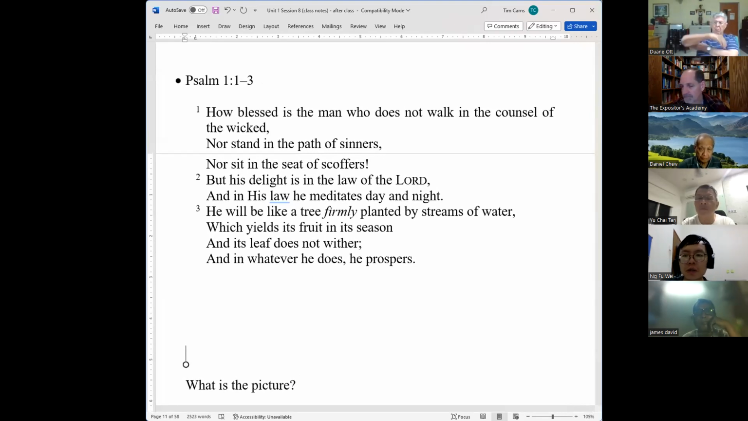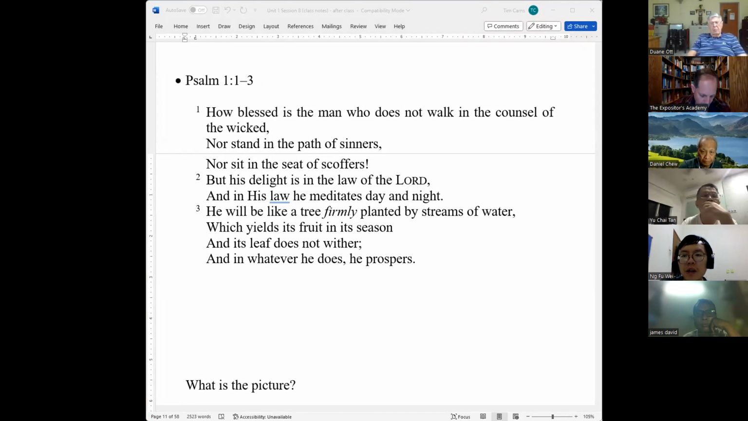Psalm 1, verses 1 to 3. How blessed is the man who does not walk in the counsel of the wicked, nor stand in the path of sinners, nor sit in the seat of the scoffers. But his delight is in the law of the Lord, and in his law he meditates day and night. He will be like a tree firmly planted by streams of water, which yields its fruit in its season, and its leaf does not wither. And in whatever he does, he prospers.